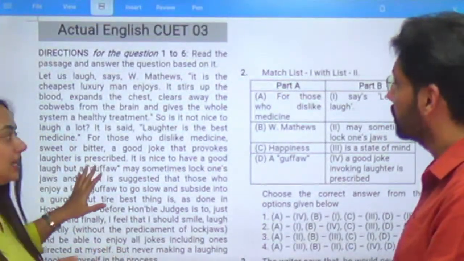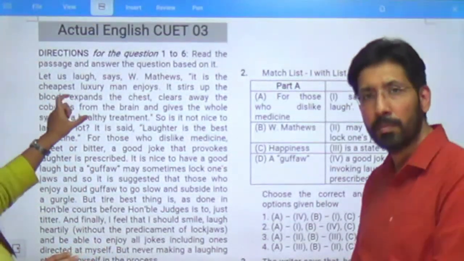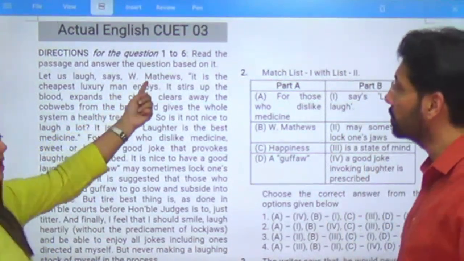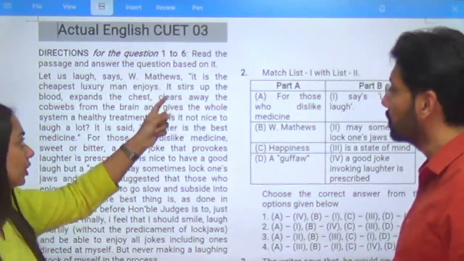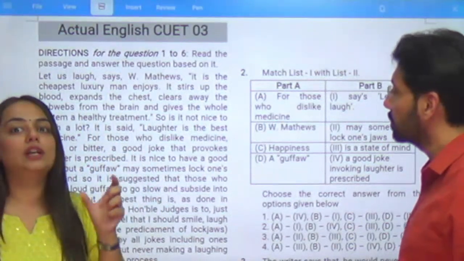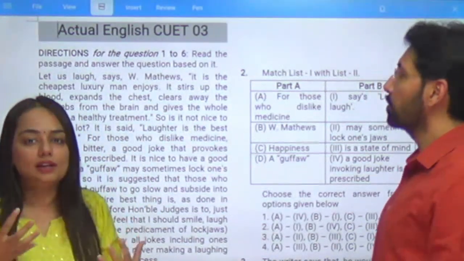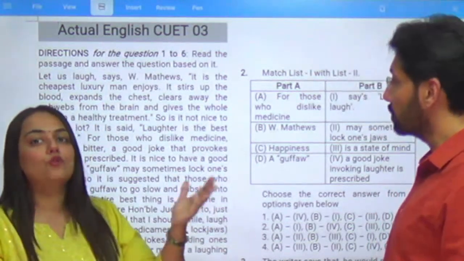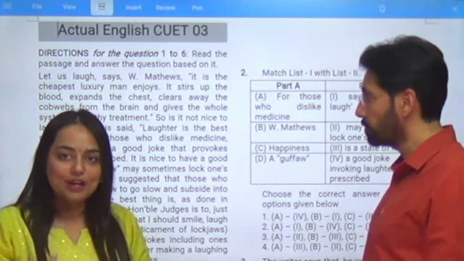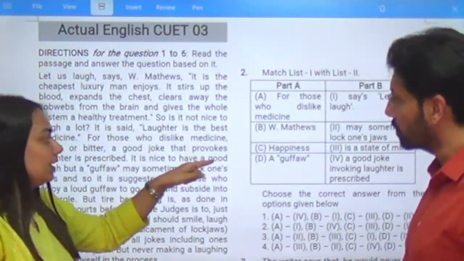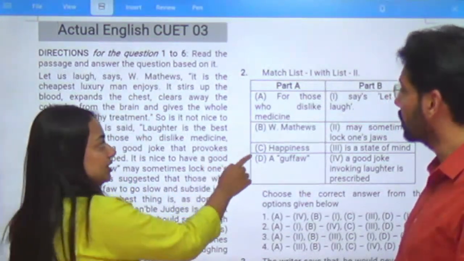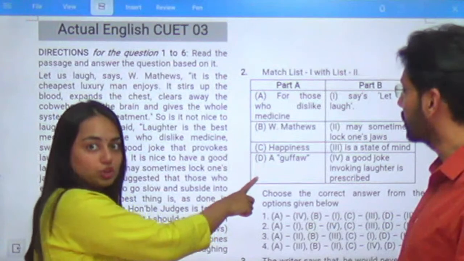This particular passage, as you can see, is based on laughter and the importance of laughter. So a person has been mentioned here. Now these are the things you need to focus on. W. Matthews' quotation is given here about the treatment of laughter, or about the treatment of your ailment, that if you cannot afford medicine, you can go for laughter. It is a cheaper way of curing yourself of all the depression and ailment. So they can again ask you a question on the quotation of this person, Matthews, as you can see here. So this is the second question of this passage.